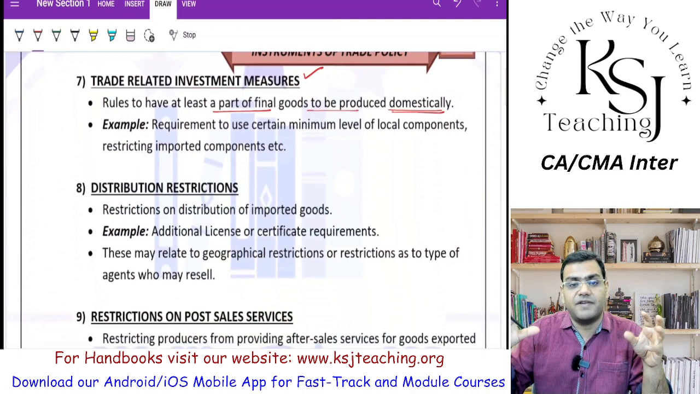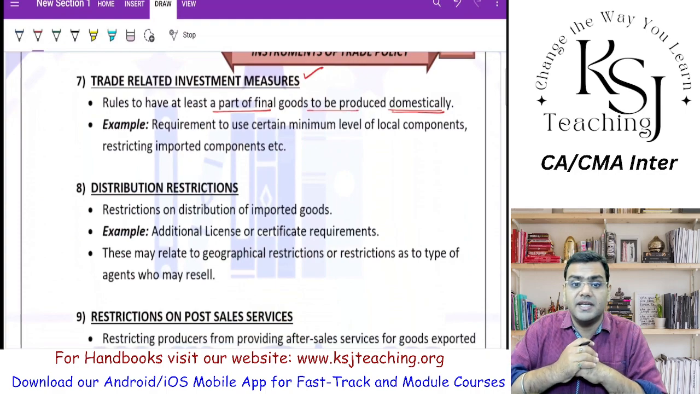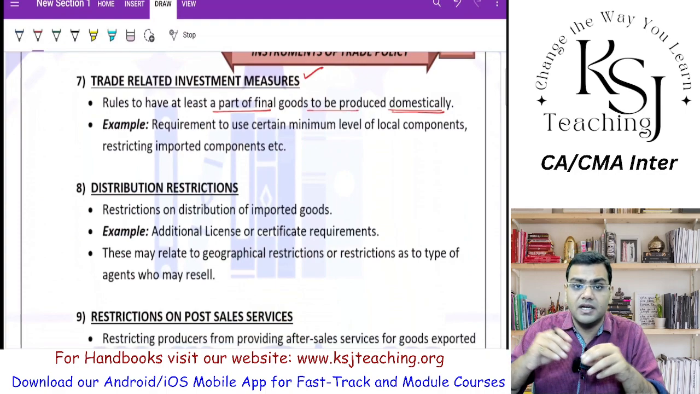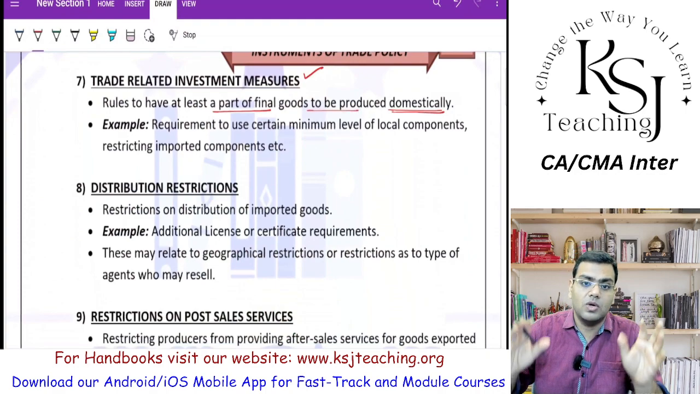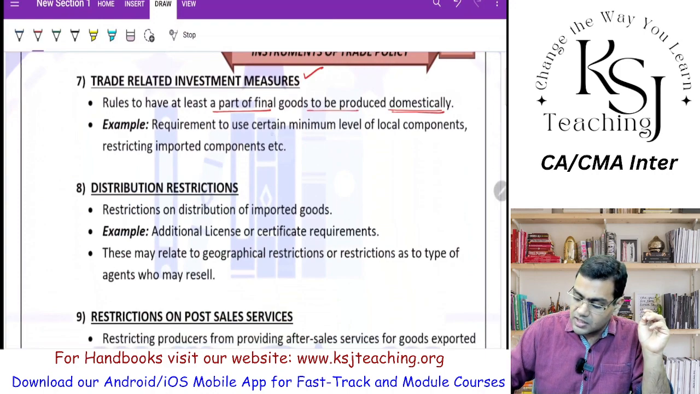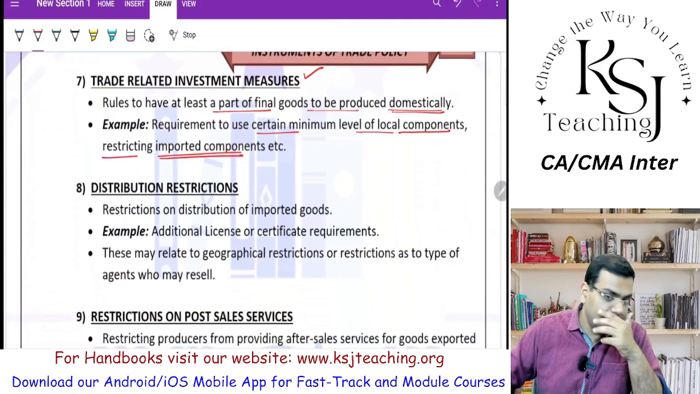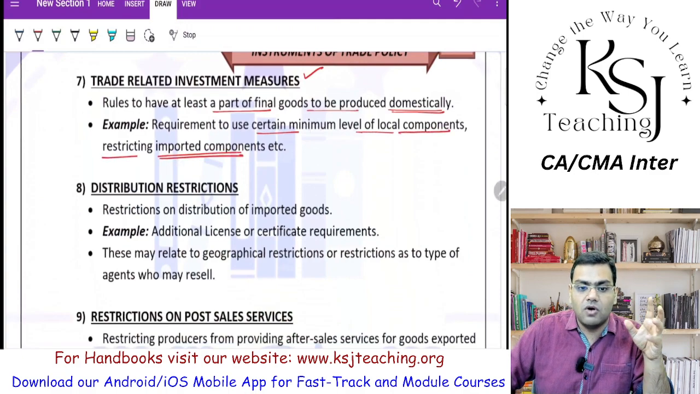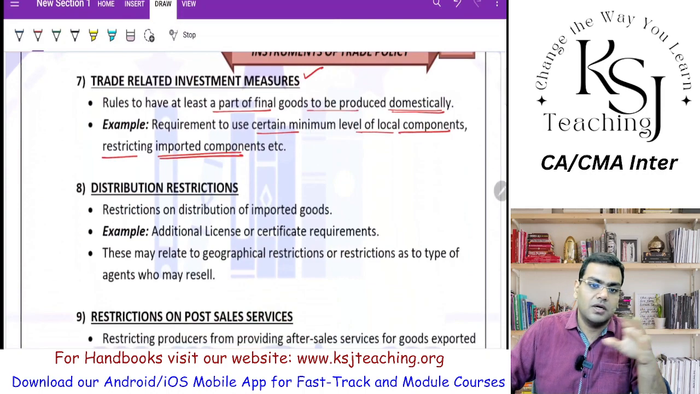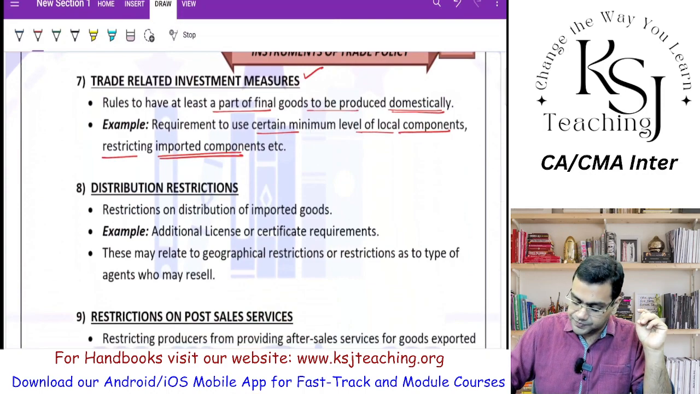If you are making a final product using multiple raw materials, then the rules can be that at least 50% of the raw material should be locally manufactured and the remaining 50% you can import, right? To set a minimum level of local components, restricting the imported components, so that if your product has all imported components, your product will not be approved.